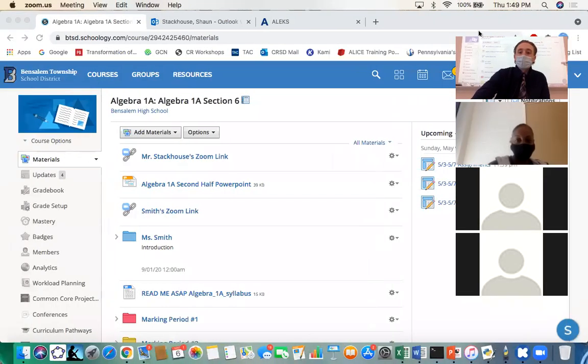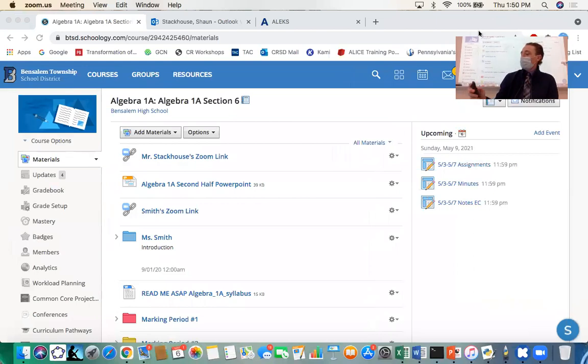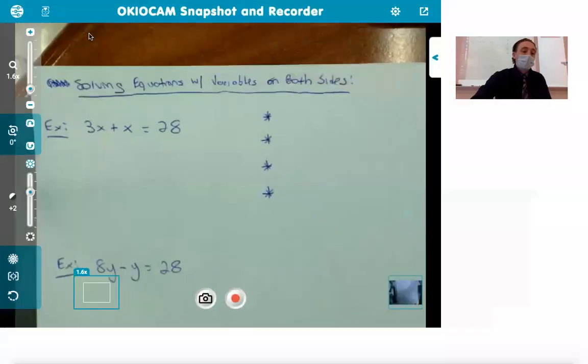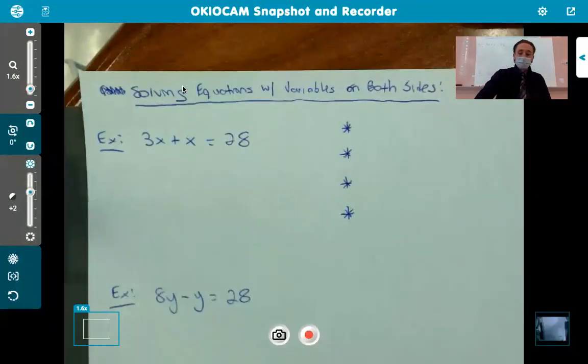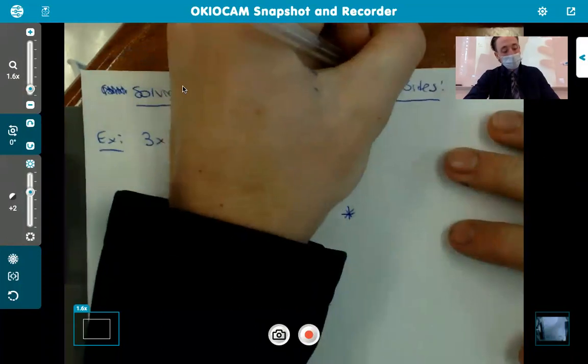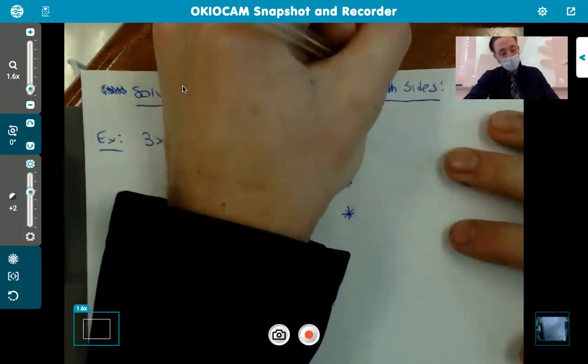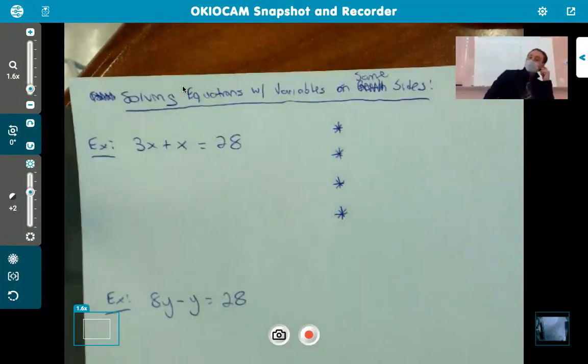Okay, so today's mini lesson is all about solving equations with variables on the same side. This will connect ideas that we've seen so far in class with solving equations. So the last couple of days, think about what we've done.